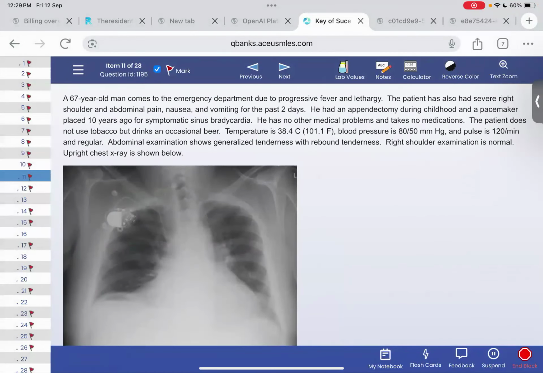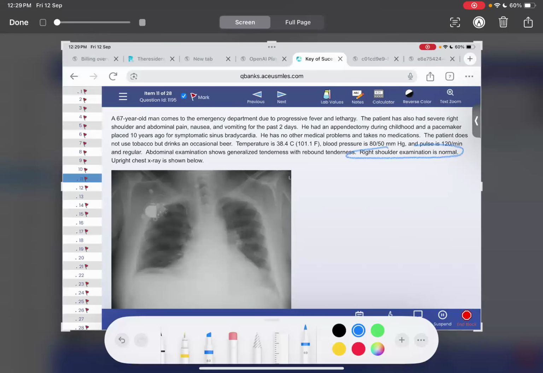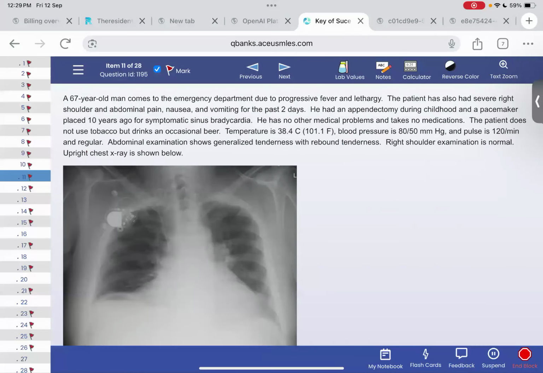And the right shoulder examination is normal. There is no muscle abnormality, no tenderness, no dislocation, no history of trauma. So we have excluded all the differentials of the right shoulder, and it directly goes to referred pain. This is a referred pain. Have you got the point?